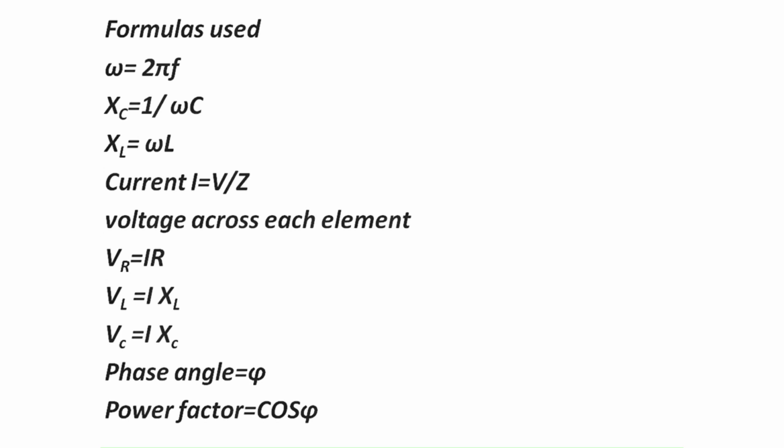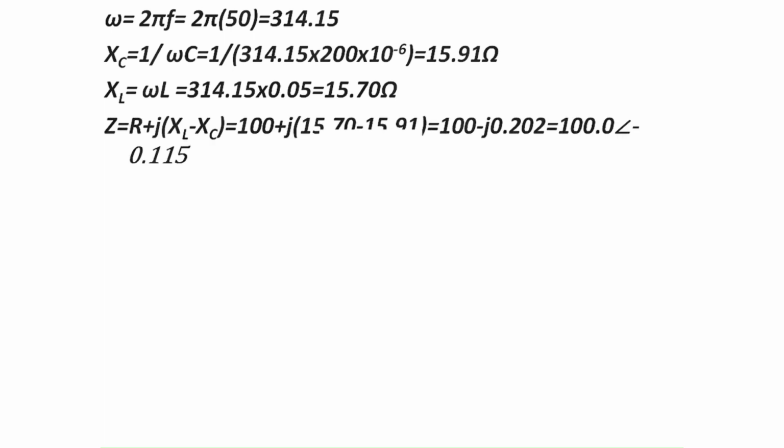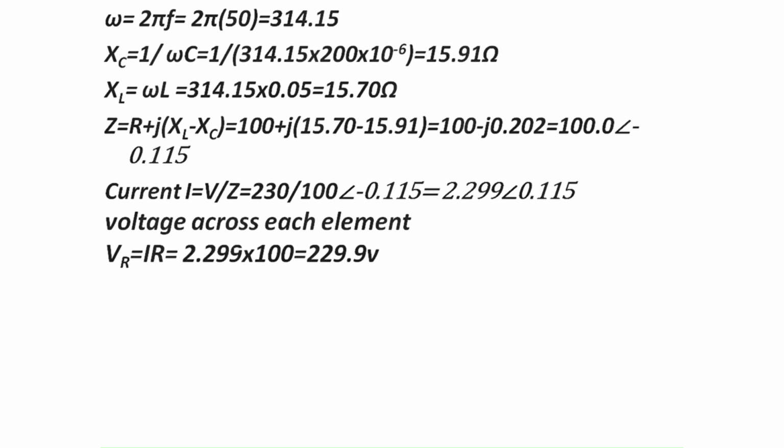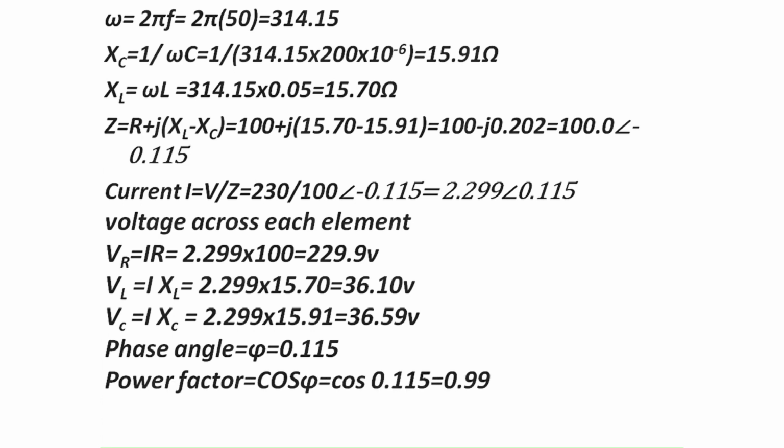Similarly, XC equals 1 by omega C. By using omega, we'll find out the XC. Next, with the help of the formula Z equals R plus jXL minus jXC, we need to find out the value of impedance in rectangular form as well as in polar form. Then the value of current I equals V by Z. By writing Z in polar form, we can find out the value of current.